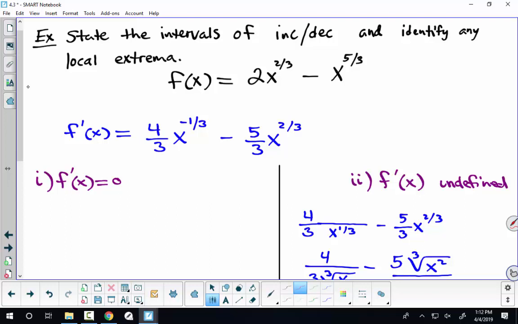What is the domain of this function? Yeah, all real numbers. We just have odd roots involved. So when we say our first derivative is undefined when x is equal to 0, that is an acceptable critical point. Do you have any questions at this point?